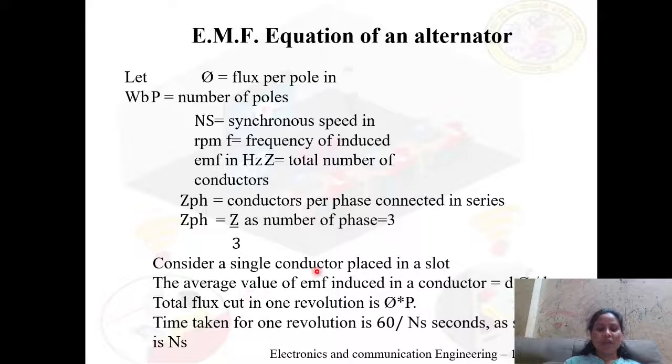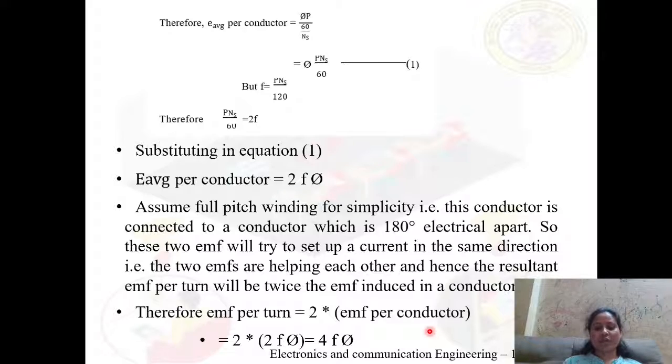Whenever the rotating magnetic field is moving and the conductors placed on the periphery cut the flux, the flux cut by the conductor should get linked with all the poles. Therefore, the total flux cut in one complete revolution is flux into number of poles, and the time taken to make one complete revolution in seconds is 60 by Ns. Ns is the speed of the rotating magnetic field.